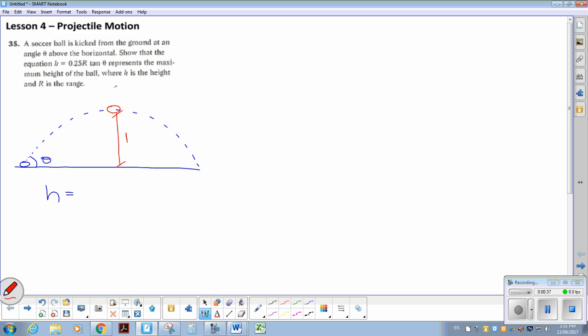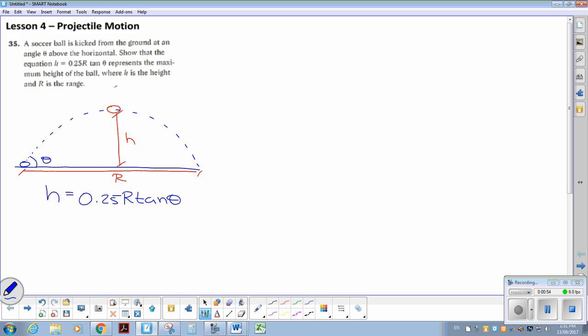So that is going to be our h. We've got the theta and the range. It's from start till finish, so that's our R. So our goal is to prove that 0.25 R tan theta is our maximum height.